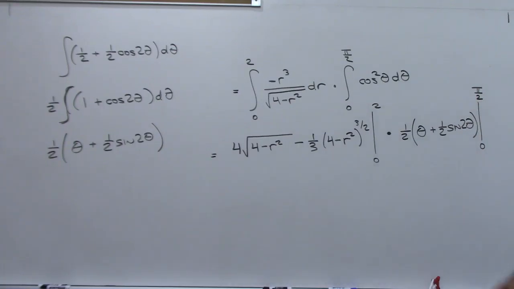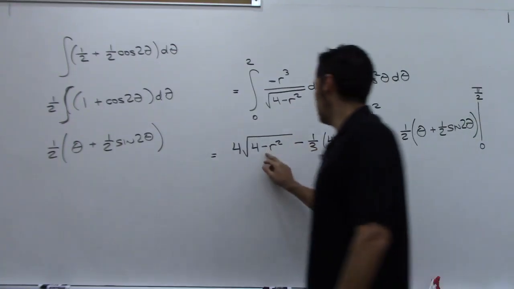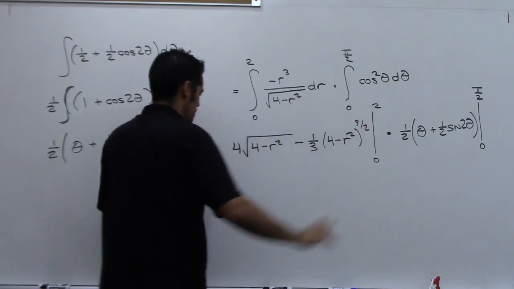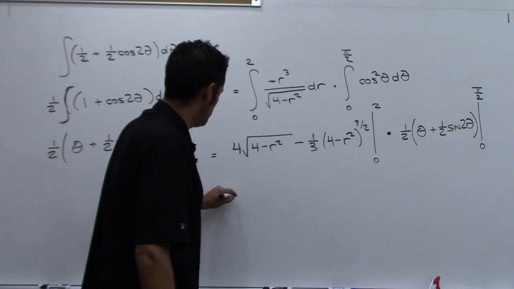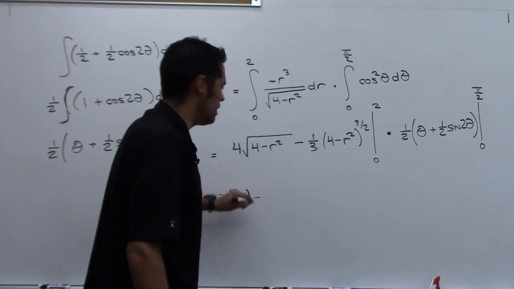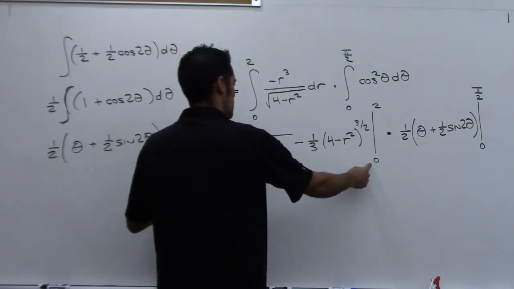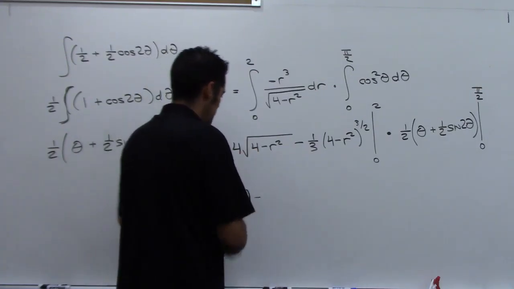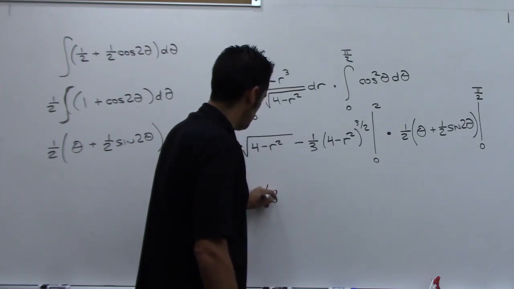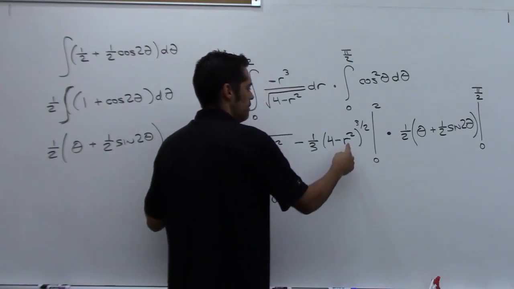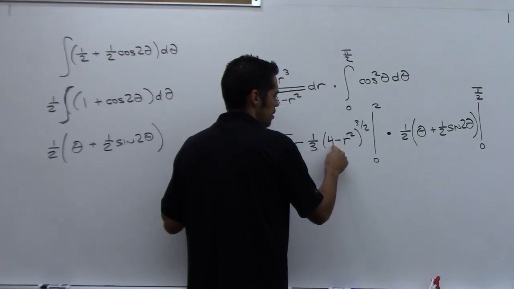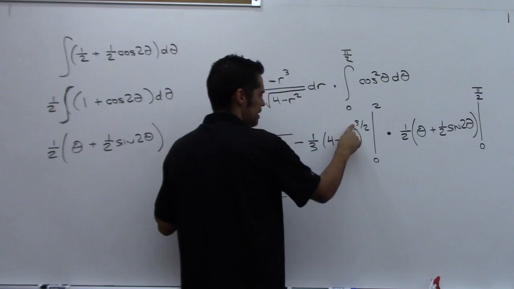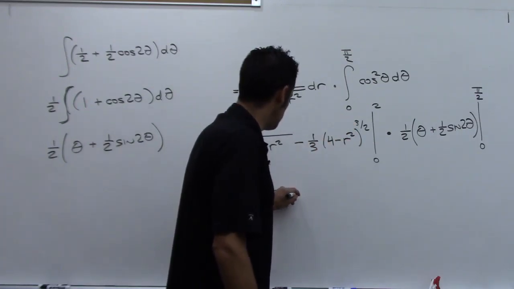All right, so let's plug in 2 first. So we plug in 2 here. We get 2 squared is 4. We get 0 here. We get 0 here. So everything's 0. But then we go minus. Now let's plug in 0. If we plug in 0, we get 4. Square root of 4 is 2. 2 times 4 is 8. So I'm going to get 8 minus, let's see here. 0 here is 4. 4 to the 3/2, that's what that means. Square root of 4 is 2, but then cube it, that's 8. So I'm going to get minus 8/3.